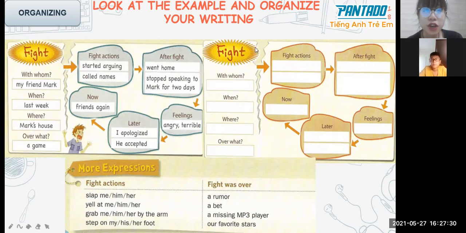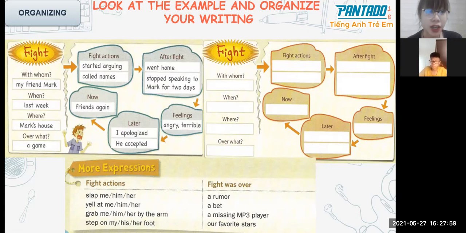So now your job is to complete the table here in your notebook. You can divide your notebook into two parts. In one part you will write the general outline, and in the other part you will write the time order of the events. So do you understand what you are going to do now?